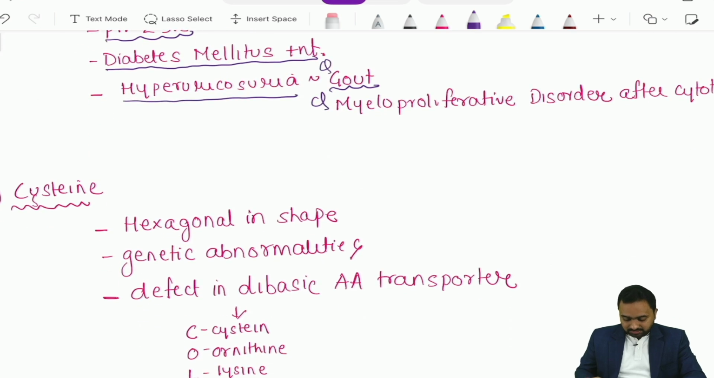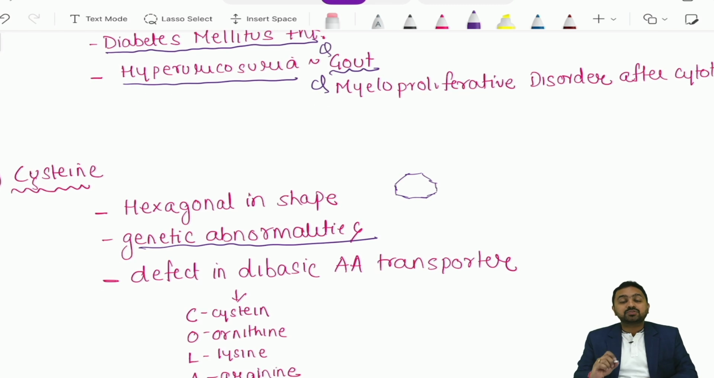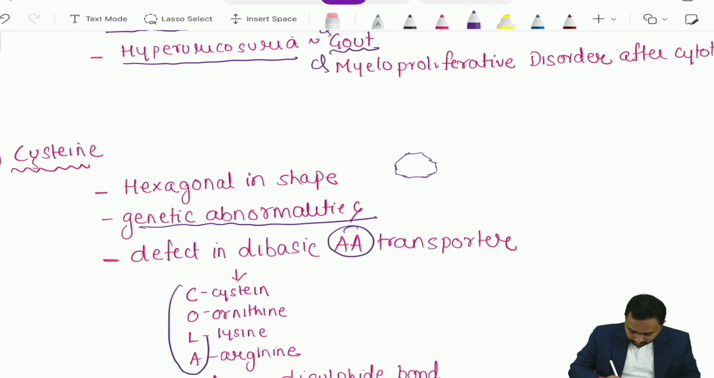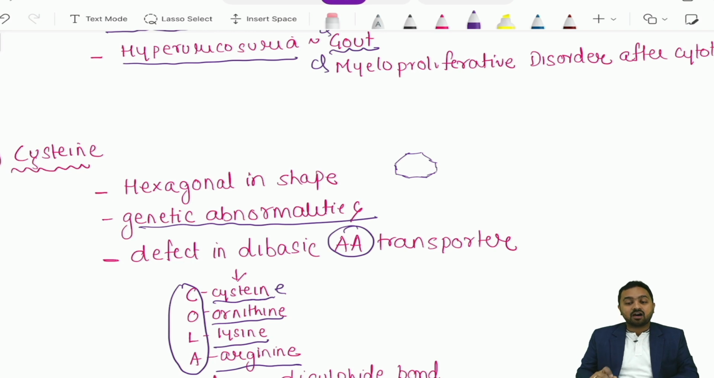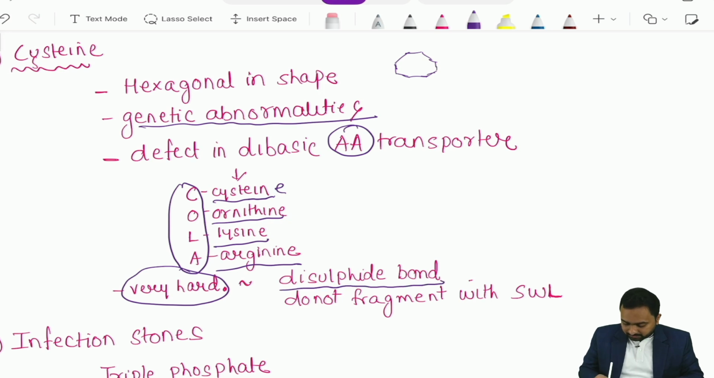Then you have your cystine stones, which are your hexagonal in shape, right? Now, they are associated with your genetic abnormalities. Now, it is due to the defect in your dibasic amino acid transporters, which includes your COLA, right, which is cysteine, ornithine, lysine and arginine. Now, these are very hard. Why are they very hard? Because of your disulfide bond.